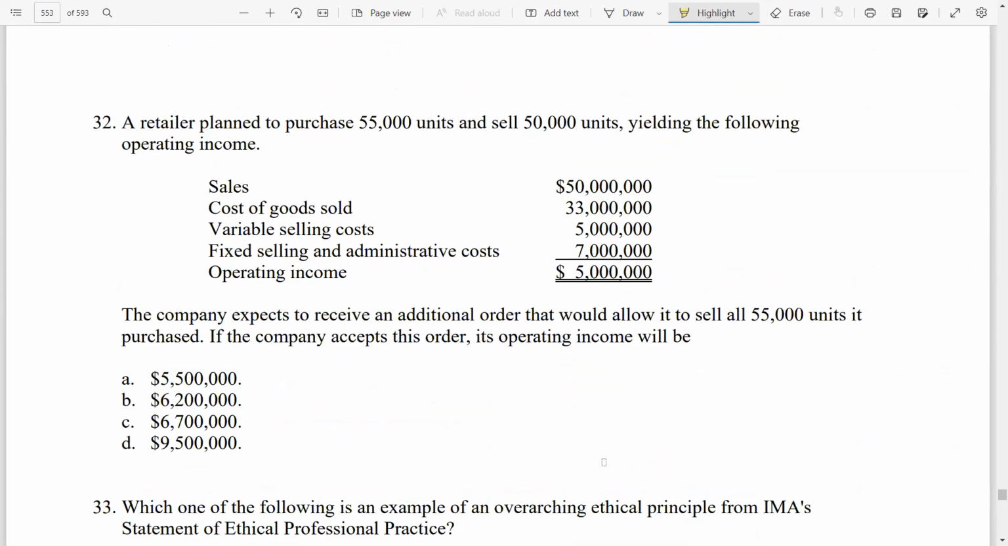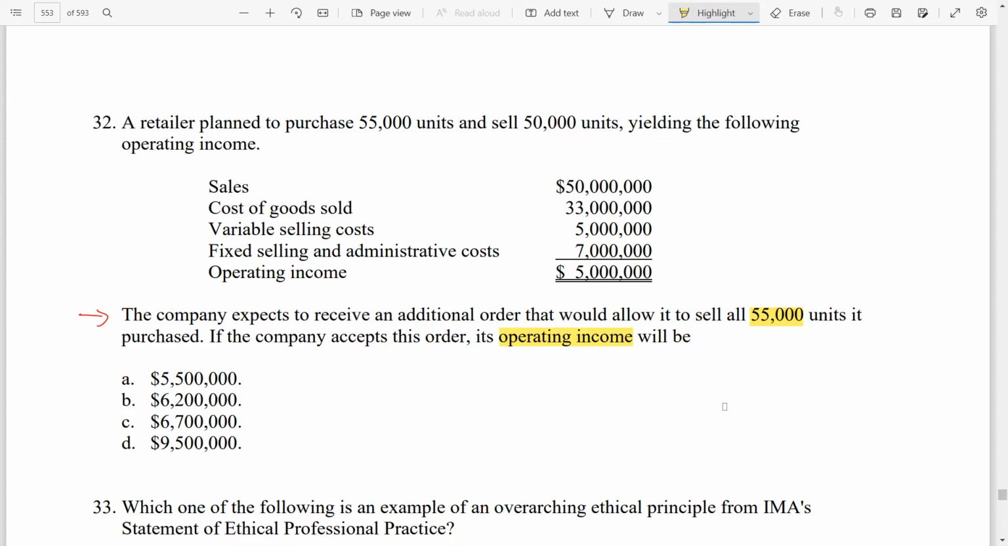Question number 32. So I have a bunch of data here. This is a type of question where I don't read everything. I go straight to here and see what I am required to find. A company expects to receive an additional order that will allow it to sell 55,000 units. If the company accepts this order, its operating income will be... So we want to know what will happen to our operating income if we sell all 55,000 units.